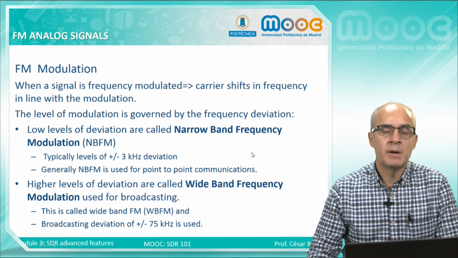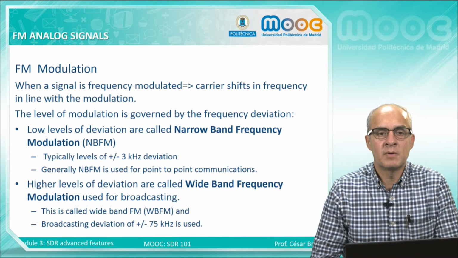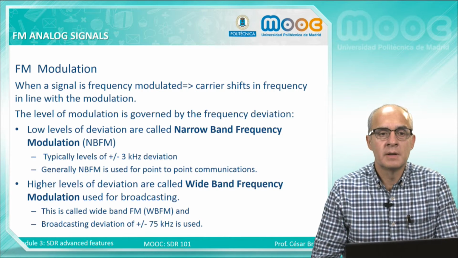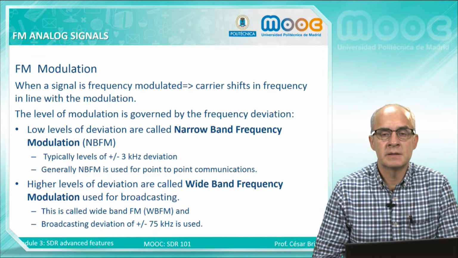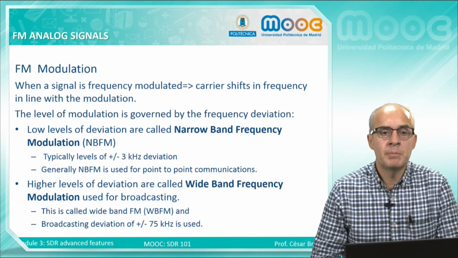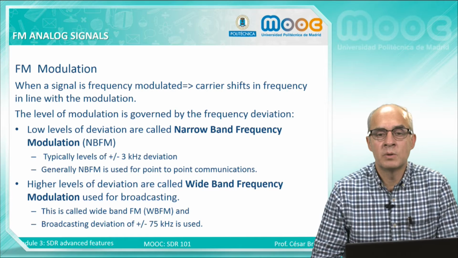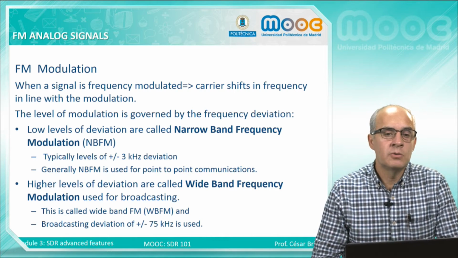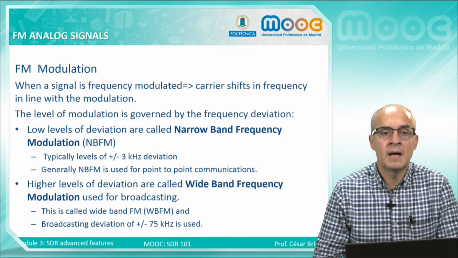First, let's talk about frequency modulation. Frequency modulation is a type of modulation when the carrier shifts in frequency in line with the modulation. So the modulator signal is changing the frequency of the carrier. The main parameter of the FM modulation is the level of modulation called frequency deviation. We can define two types of frequency modulation signals, low level and high level.